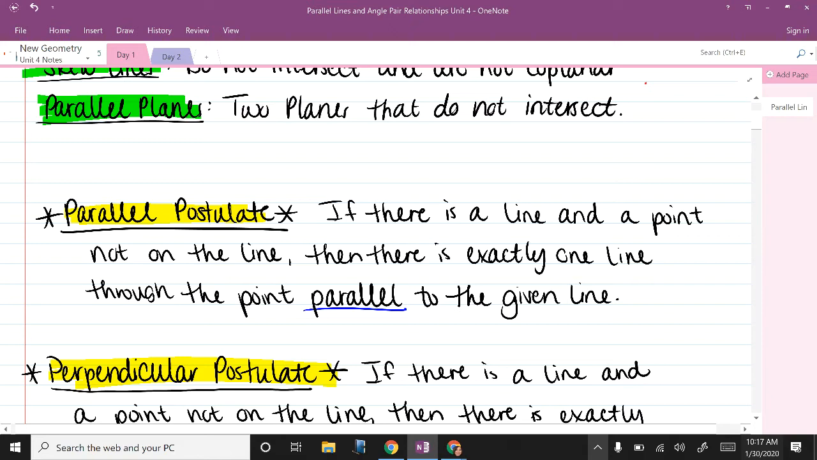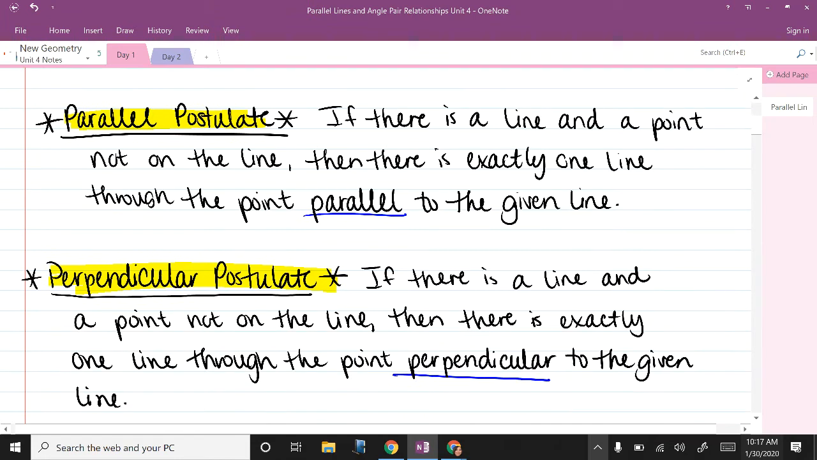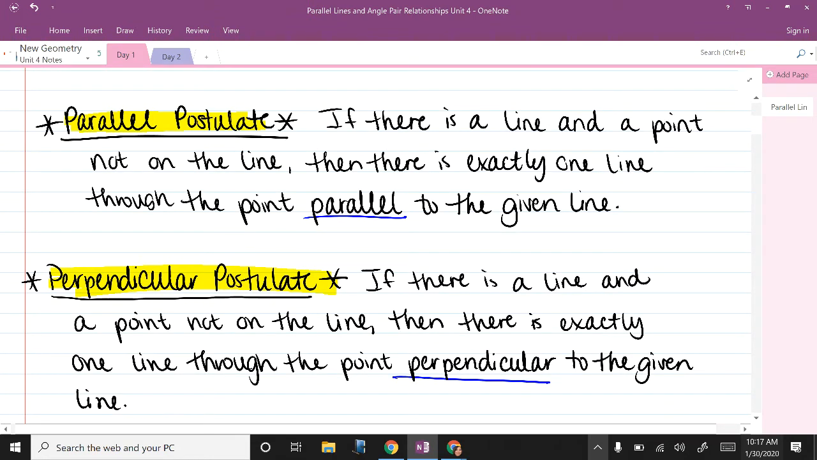All right, perpendicular postulate says the same thing except for perpendicular lines. Now, what's a perpendicular line? What are lines that are perpendicular to? Right angles. They intersect and they form right angles when they intersect. So the perpendicular postulate says if we have a line and we have a point that's not on that line, then there is exactly one line through the point that makes a line that's perpendicular to the given line. Okay, so that is the perpendicular postulate. So you can highlight that one as well on your handout.